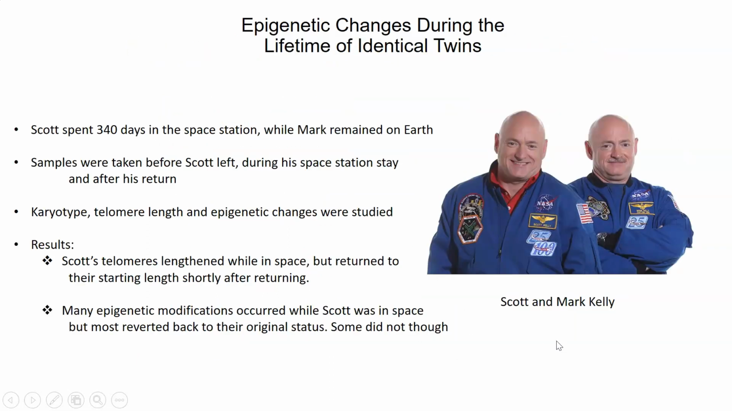Here's another example of identical twins, Scott and Mark Kelly. Scott Kelly went into space on the space station while Mark Kelly stayed on Earth. They took blood samples and analyzed their DNA and blood cells for a couple of things. What is the length of the telomeres? And what are the epigenetic modifications that they could find for specific sites? They took these samples beforehand, and then they took them again right as Scott returned back to Earth. Here are the main results.